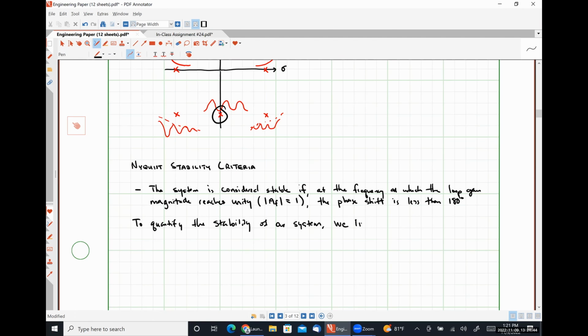We look at the gain margin and/or phase margin of our system. And both of these quantities can be read off of a Bode plot.